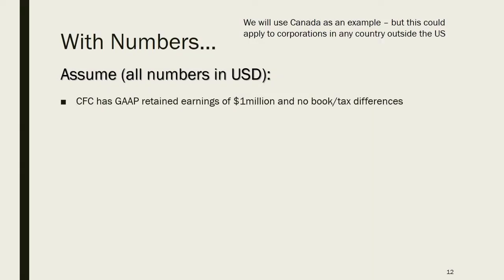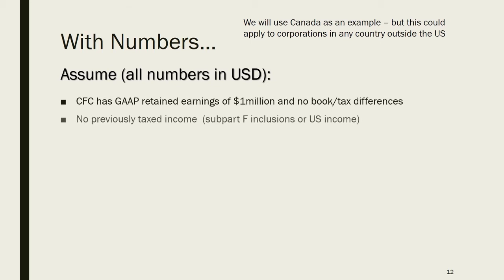So we're going to use Canada as an example here, but this could be applied to corporations in any country. We're going to assume that our controlled foreign corporation has retained earnings. We've already measured it using U.S. GAAP, and there's no book tax differences. So each of these assumptions adds complexity. It's going to add more accounting fees.